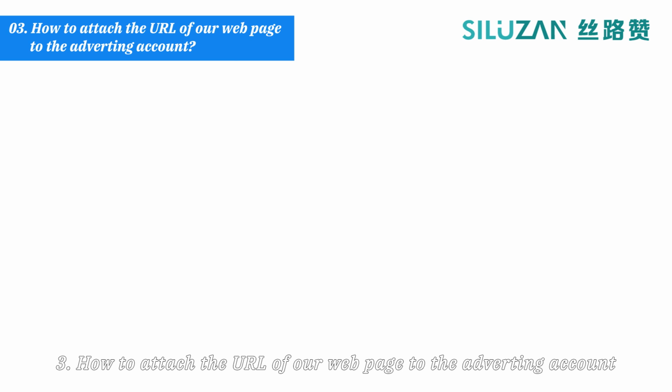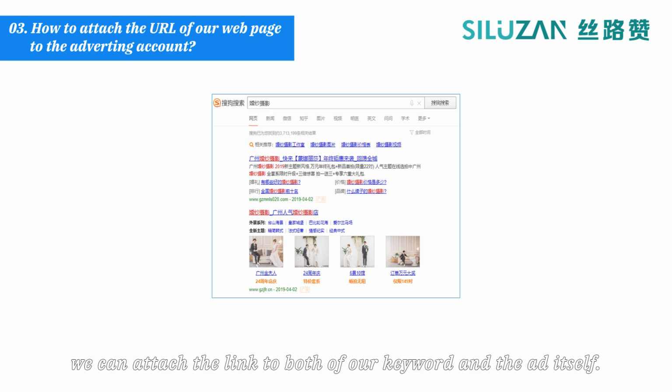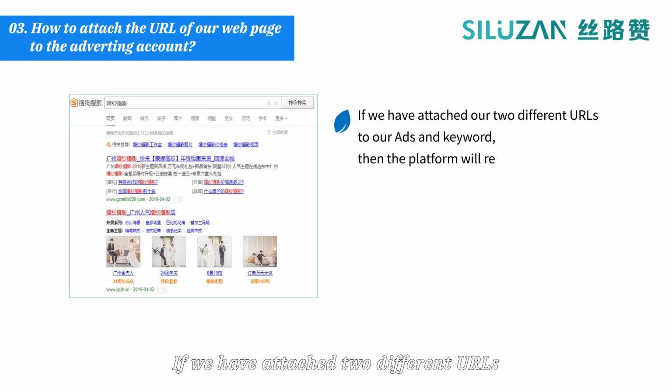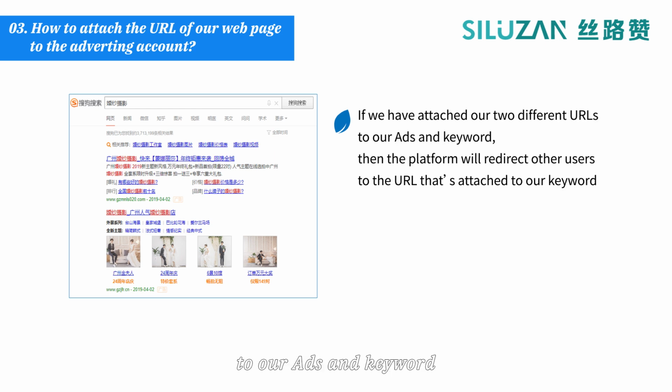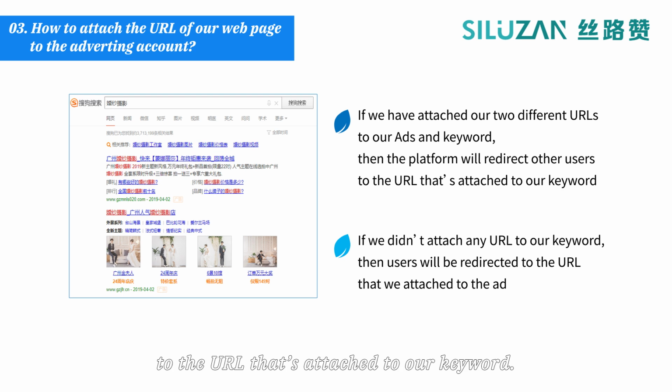Number 3. How to attach the URL of our webpage to the advertising account. In fact, when we set our URL links to our website, we can attach the link to both our keyword and the ad itself. If we have attached 2 different URLs to our ad and keyword, then the platform will redirect other users to the URL that's attached to our keyword. Of course, if we didn't attach any URL to our keyword, then other users will be redirected to the URL that we attached to the ad.